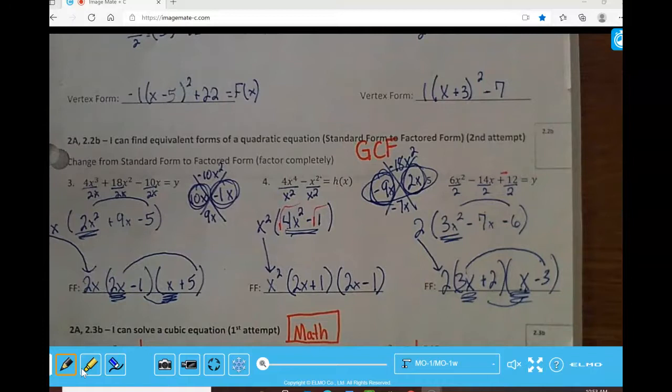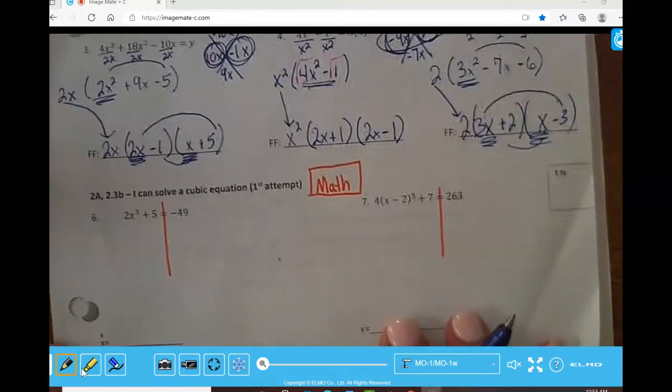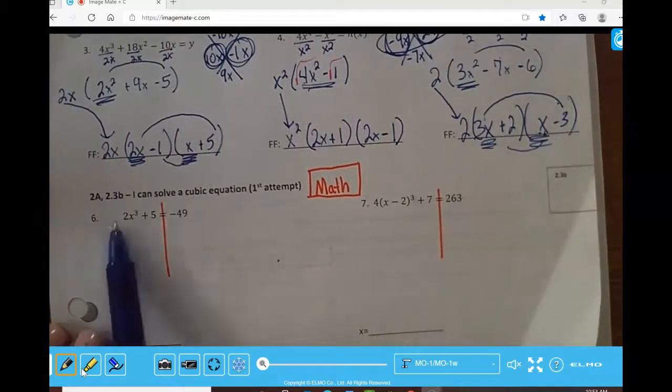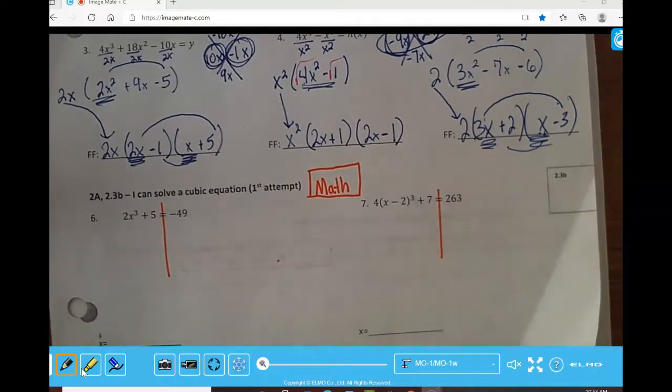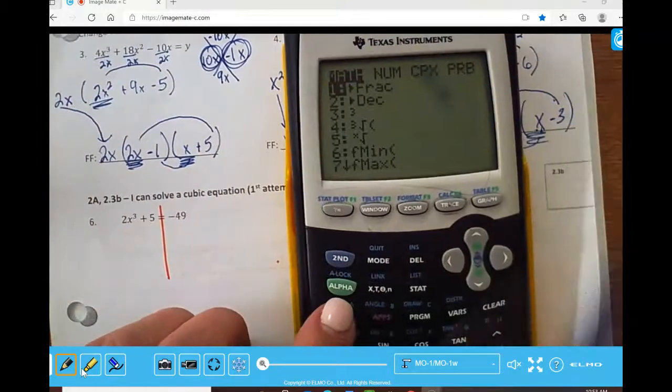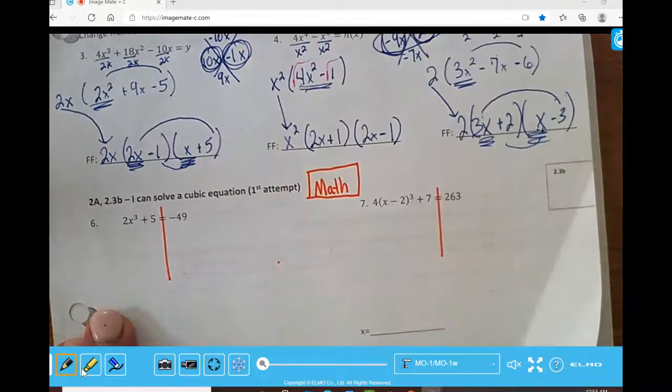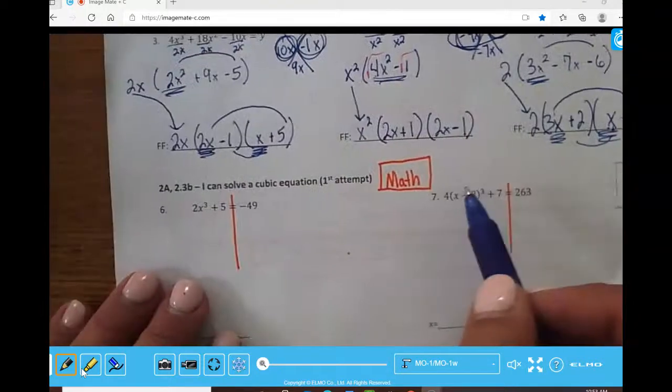All right, now we're going to start the solving. So good idea to use your map. And when I look at these two problems, first these are cube problems, so I'll have to cube root. And just remember on your calculator, the cube root is under math. It is the 4th option. But these are both one type of x, so I'm just going to work at isolating x.